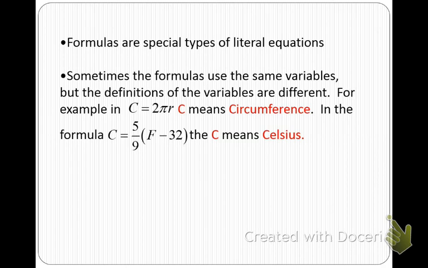What can be confusing is that sometimes formulas use the same variables, but they have different meanings. Right? So in the formula C equals 2 pi r, the C means circumference. But in the formula for converting Celsius to Fahrenheit, we're still going to use the uppercase C for Celsius. So obviously the definition of those variables is going to be situational, depending on the situation that we're in. Right?